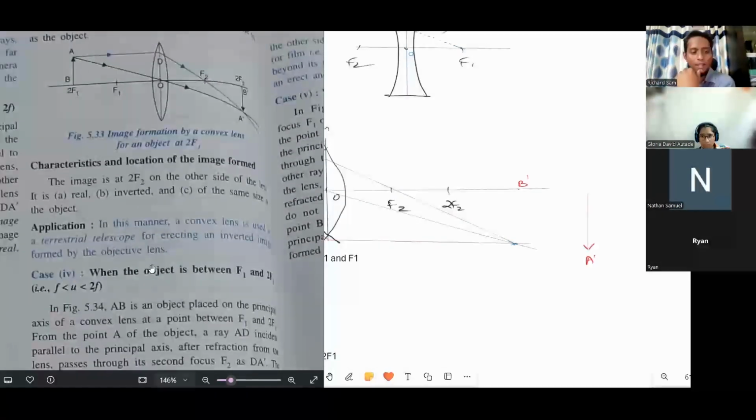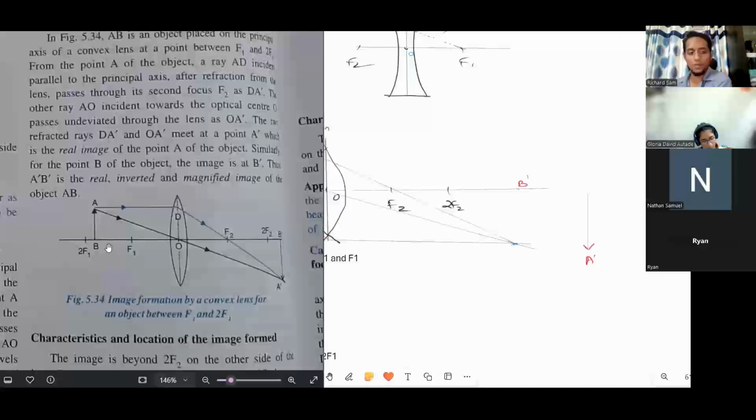Okay, so where is it used? In this manner, a convex lens is used as a terrestrial telescope for erecting an inverted image formed by the objective lens. Just like a binocular has two lenses, a telescope is like a binocular, but with only one eye. So this telescope uses two lenses. One is called the objective lens, and the other is called an erecting lens. It turns the image upside down. One lens is for magnifying, the other is for inverting. Because the size is not changing, it is just inverting the image. So that's where we use the lens in this manner.